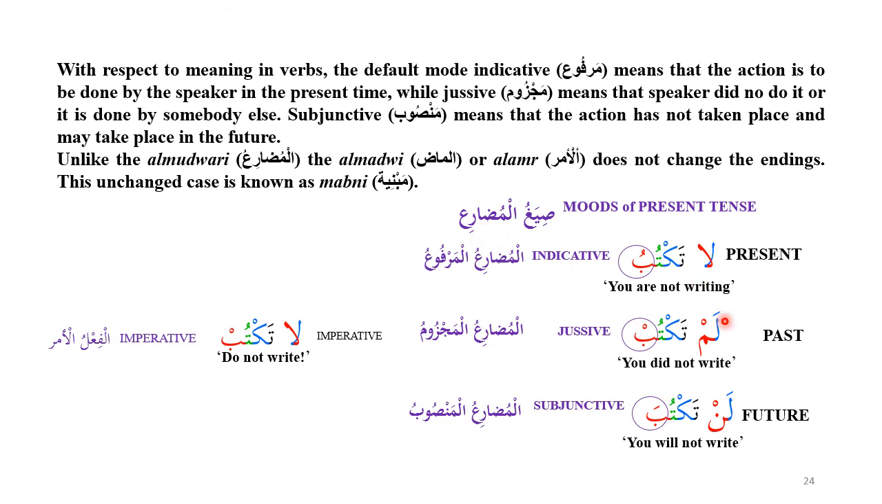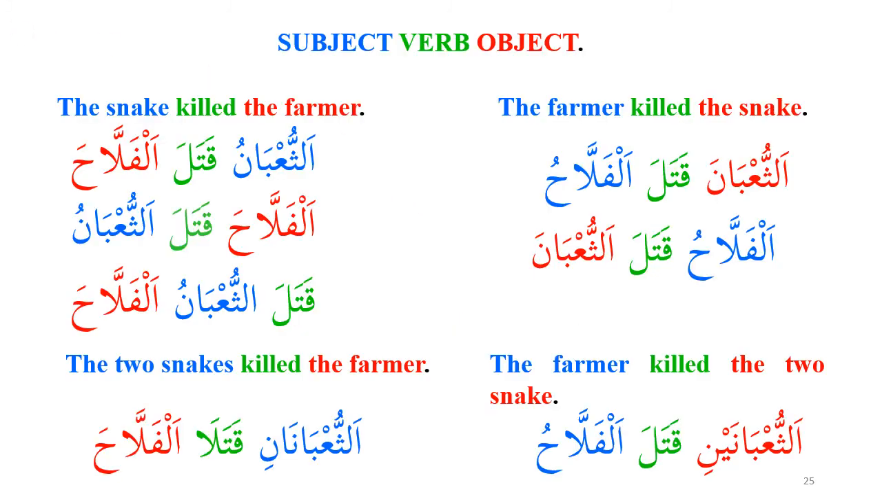Okay, so an example is la taktubu means you are not writing, and lam taktub means you did not write. The absence of the action is shown by the sukun on the last letter, and lan taktuba means you will not write, right? So these three patterns you need to learn. The past tense is unchanged. It's called mabni, but it's only the present tense that has these three forms.